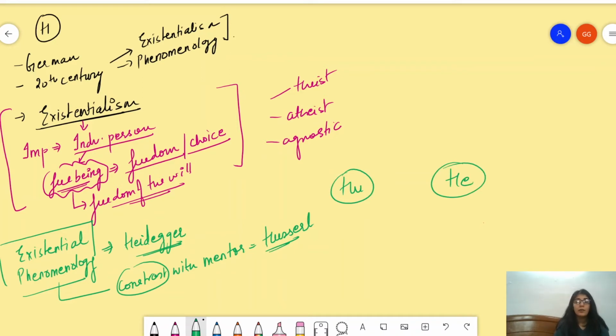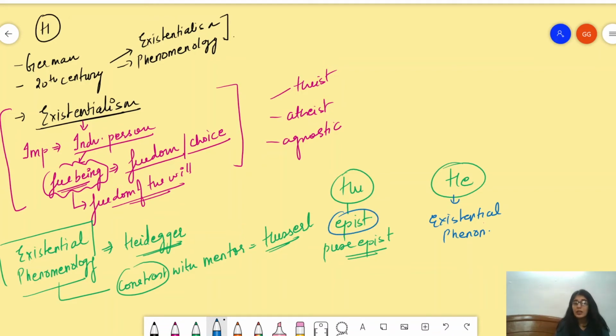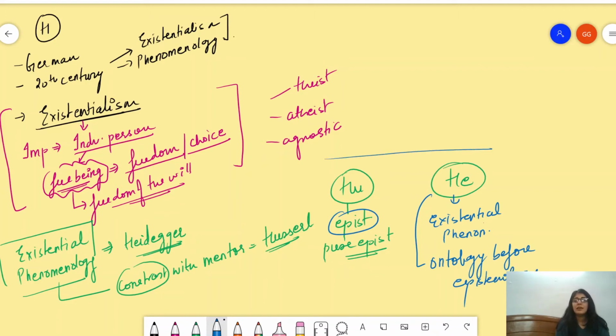According to the philosophy of Husserl, the emphasis is on epistemology, on pure epistemology. Whereas according to Heidegger, the emphasis is on existential phenomenology, on ontology before epistemology. This is the easiest way to understand the difference between his mentor and him.